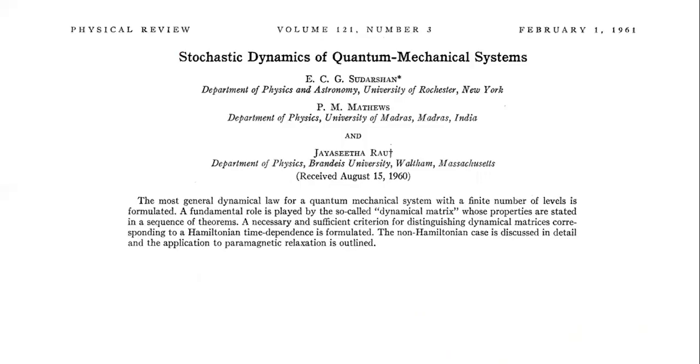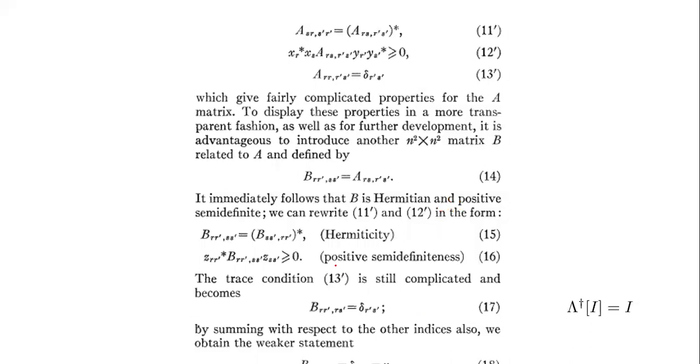So we celebrate the paper by Sudarshan, Matthews, and Rao. In that paper, they introduced the dynamical matrix that has many interesting properties, and here is a list of them. If we look at equation 17, we see that it is a trace preservation condition. And the authors write that it is still complicated. But we know now that in modern notation, if we use a dual map, then in terms of that dual map, the trace preservation condition can be written as a condition of unitality. So that is the condition for a trace preserving map lambda.